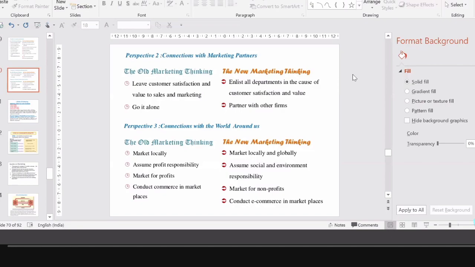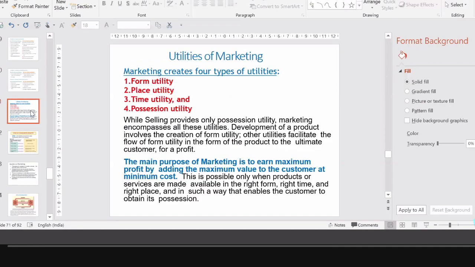So it has become possible to market our products globally and assume responsibility for what we do. There are several laws being enacted to fix the manufacturer and the responsibilities of the manufacturer. And there are also other media that have been helping us in conducting our business. Having said this, we also realize that marketing provides us utilities. There are basically 4 utilities that marketing provides us. One is the form utility, the other one is the place utility, time utility, and the possession utility.